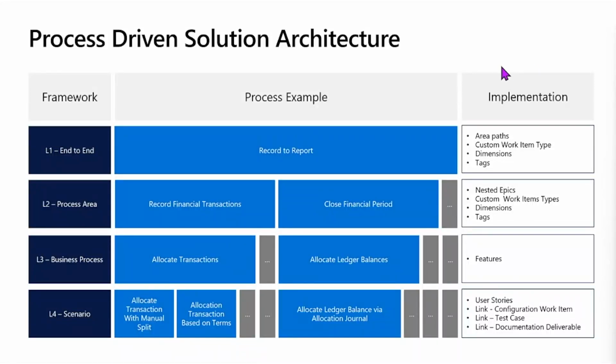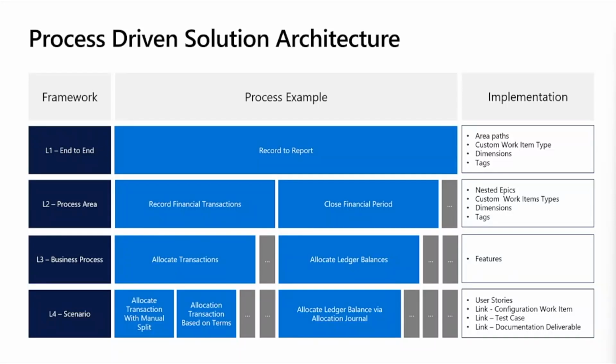process. But what I want to talk about here is the implementation column on the far right-hand side of this graphic. When we think about how these processes map to your implementation and how they map into Azure DevOps, and we'll talk more about this in detail in our next Tech Talk, we recommend that your level 1 end-to-end processes map to area paths.